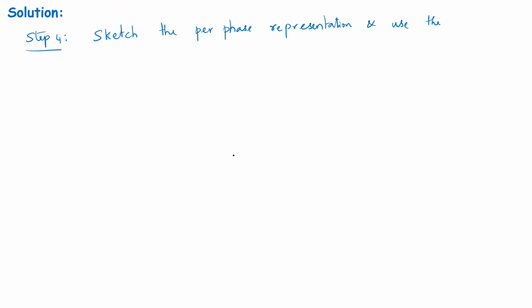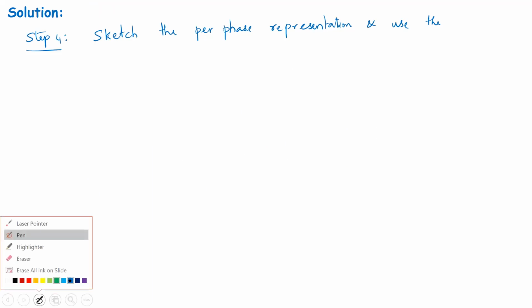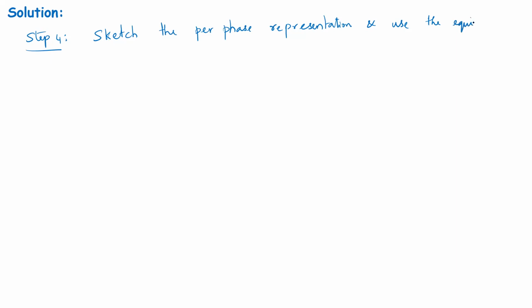In step 4, what I'm going to do is use the equivalent circuit representation, or equivalent circuit model, of a single phase transformer along with the per phase representation. So you need to keep in mind that in this step we are doing two things. We are going for the per phase representation of the system. In addition, we are representing the transformer using its equivalent circuit model, not the transformation.